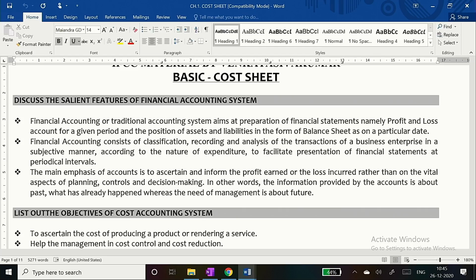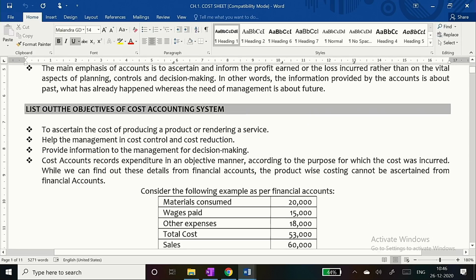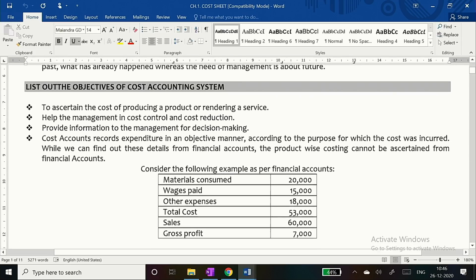Understand? Accounts is post-mortem. You say the person is dead. You cannot do anything about it. Why he died and all is important. What is the use? Though it is useful for knowing, there is no preventive aspect. Today in management, we need preventive aspects. Okay. That is the point you will write for this. Next step is this.